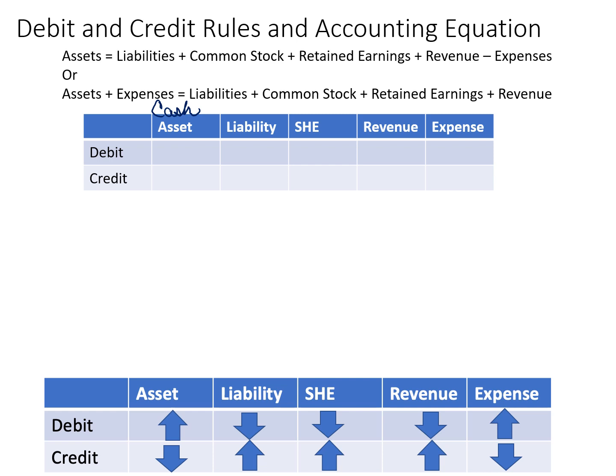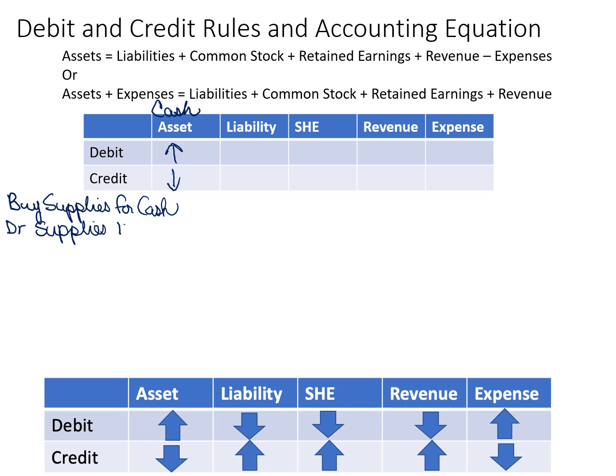And let's say another favorite asset that I have is supplies. So if I have cash, cash and all assets are increased by debits and they're decreased by credits. So if I go to the store and I buy supplies for cash, that would be, well, what's going up? The asset supplies is increasing.